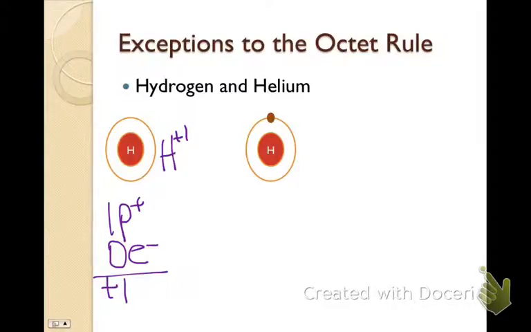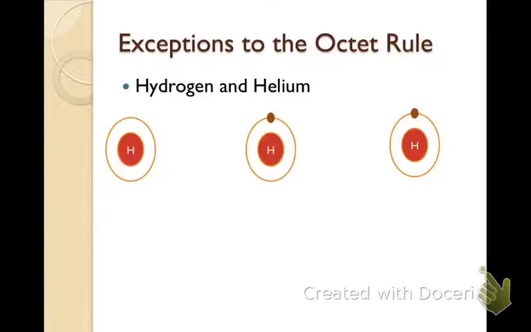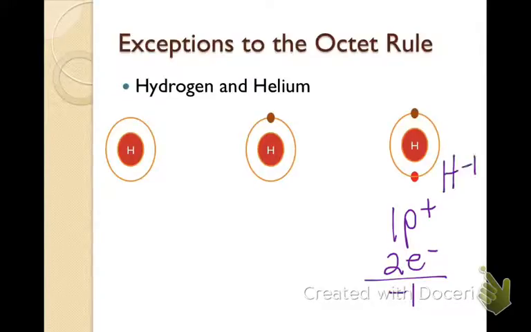The next one we'll show on the right-hand side is if the hydrogen gains an electron. So the hydrogen atom gains 1 electron. Here we still have 1 proton, but this time we have 2 electrons. So this ends up being a -1 charge. So we can have H -1.